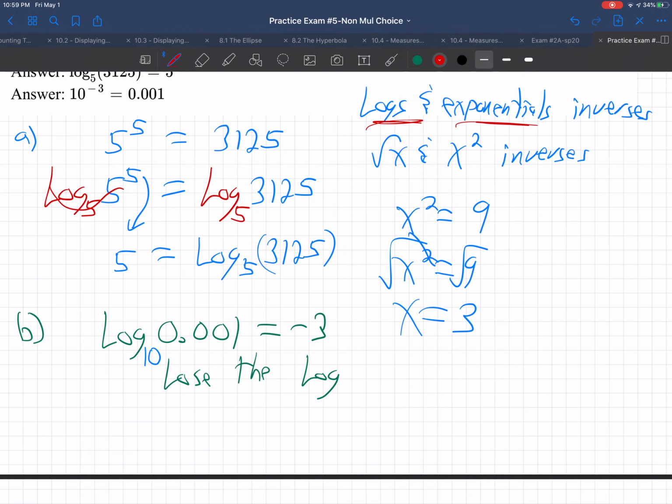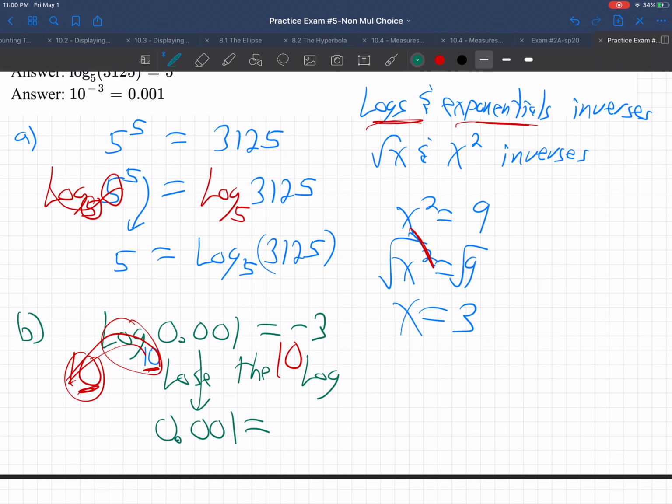Okay, so now what do we do? We have to make the same base, 10, on both sides, and then these cancel each other out. When the base of the log and the base of the power are the same, they cancel. They're opposites, like a square root and a second power. So what do we have left? Just 0.001 equals 10 to the minus third. There we go. That's all they want on this one.